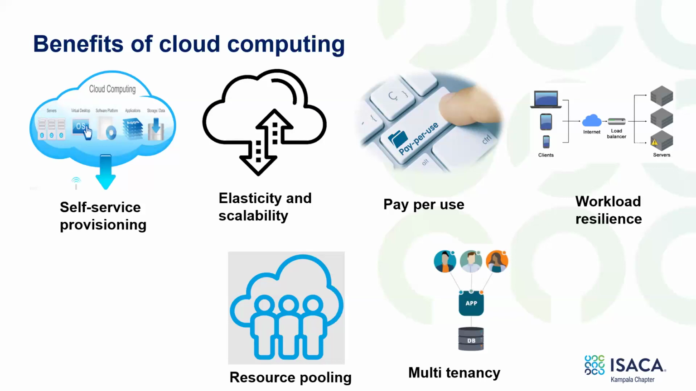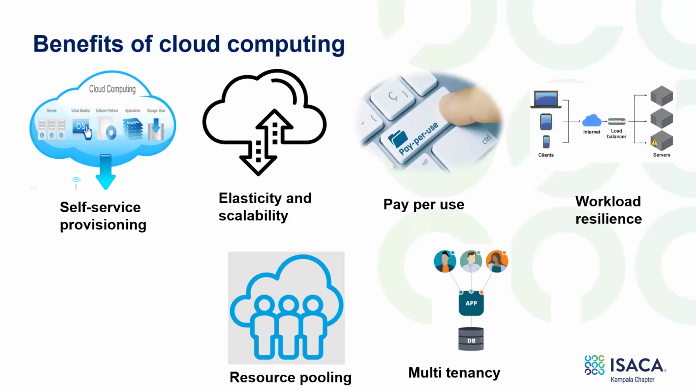Then we have pay-per-use. Pay-per-use, definitely these computing resources are measured at a granular level, enabling users to pay only for what resources or workloads they use. So basically, you do not have to keep incurring what we call OPEX costs, just in case you're not using the resources. You only pay for what you use.